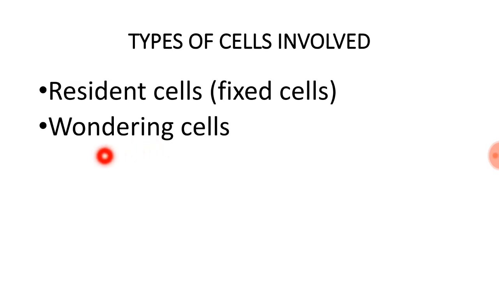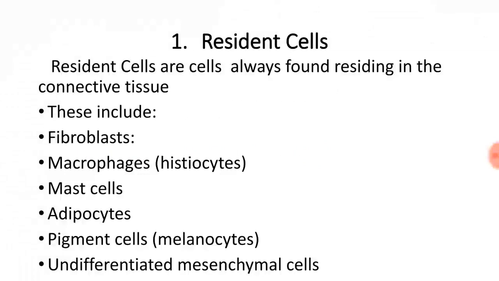We have two main types of cells ambazo tunaweza tukazipata kwenye connective tissue. One is resident cells and the second is wandering cells. Resident cells are also known as fixed cells. Fixed cells are also known as resident cells. And another type of cells ambazo zinapatikana kwenye connective tissue ni wandering cells.